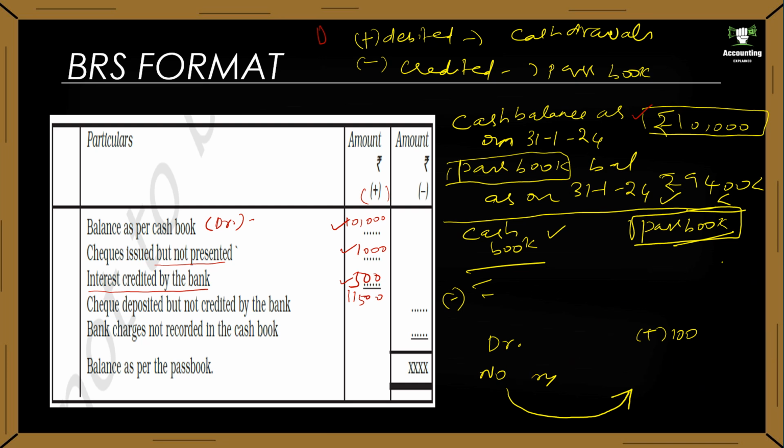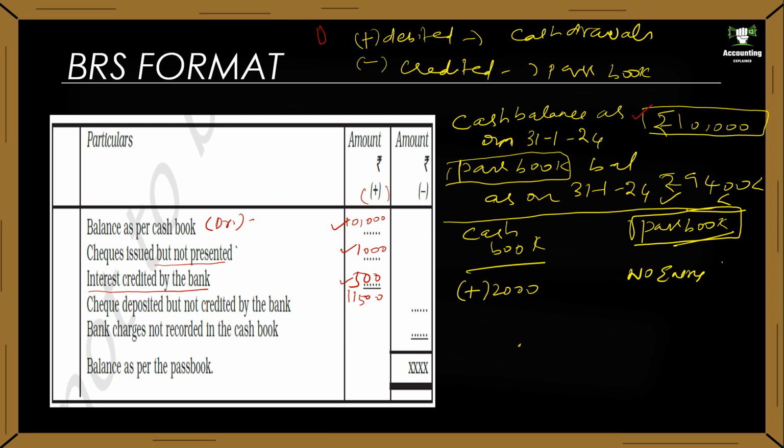When the checks are deposited, it would have been entered in the cash book immediately, but in the passbook we will do the entry only when the checks are presented to the bank. Suppose the amount is rupees 2,000. We would have already added 2,000. Deposit means it will increase the balance, no? So we would have already increased 2,000 in our cash book, but in the passbook no entry is passed.